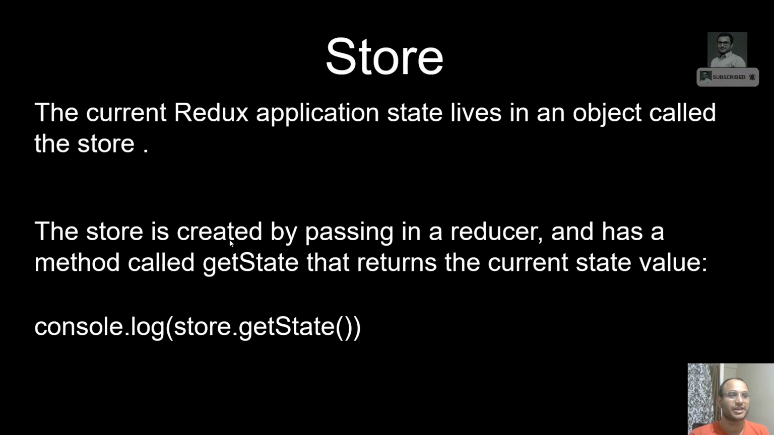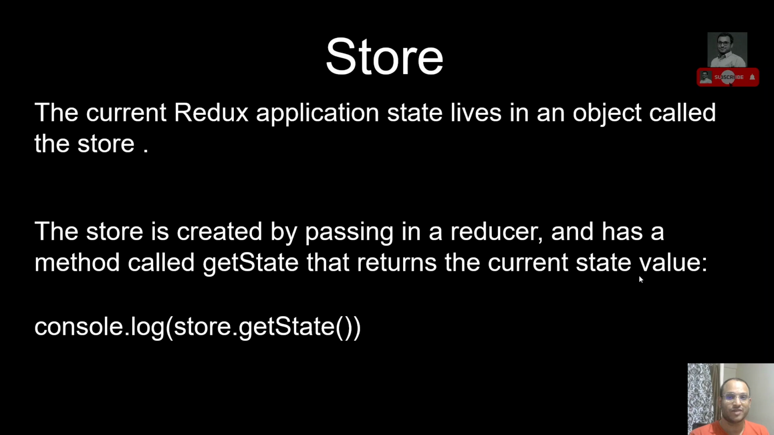The store is created by passing in a reducer. So by passing the reducer, we create the store, and the store has a method called getState, so by using getState we can get the current state values.